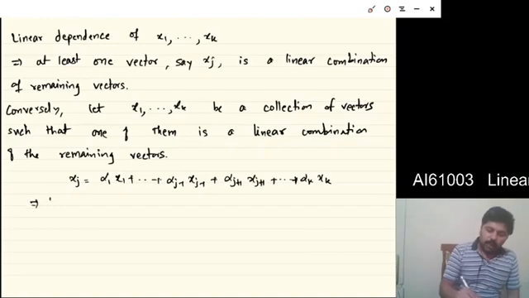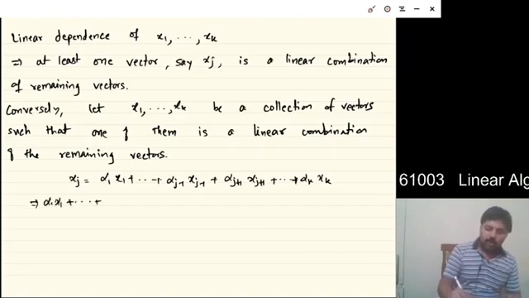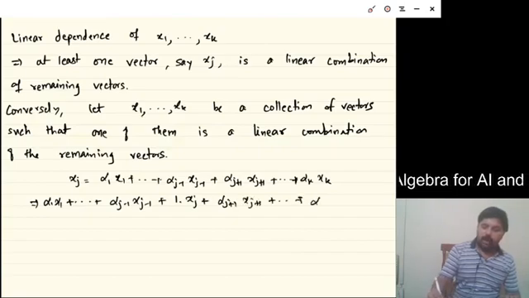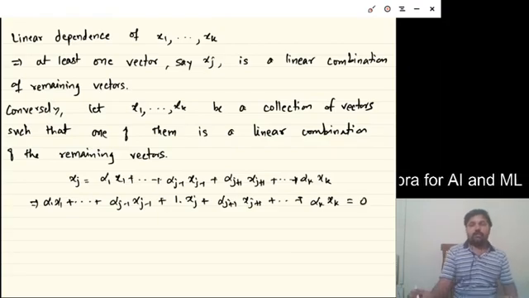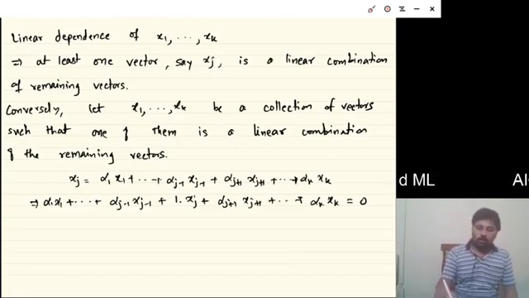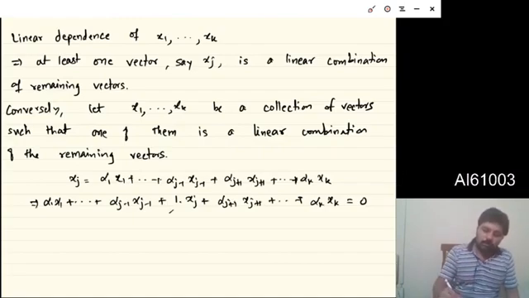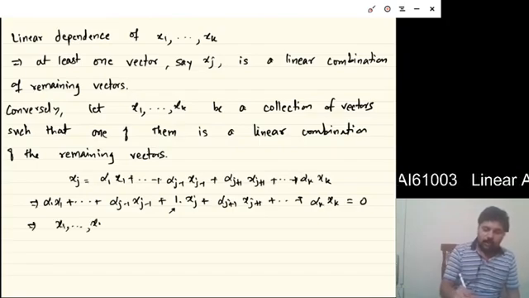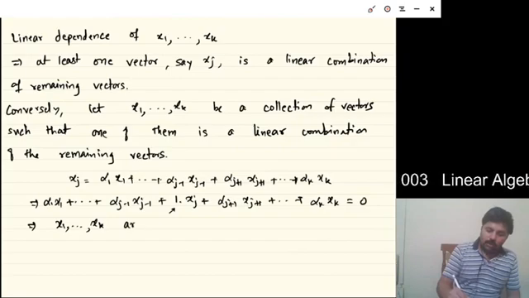So this implies that alpha 1 x1 plus so on so forth, alpha j minus 1 xj minus 1 plus 1 times xj plus alpha j plus 1 xj plus 1 plus so on so forth, alpha k xk is equal to 0. Correct? So there is a non-trivial linear combination of vectors x1, x2 up to xk which is actually equal to 0. You know for sure that there is at least one alpha i which is not equal to 0, namely the jth one, alpha j. So this implies that x1 up to xk are linearly dependent.